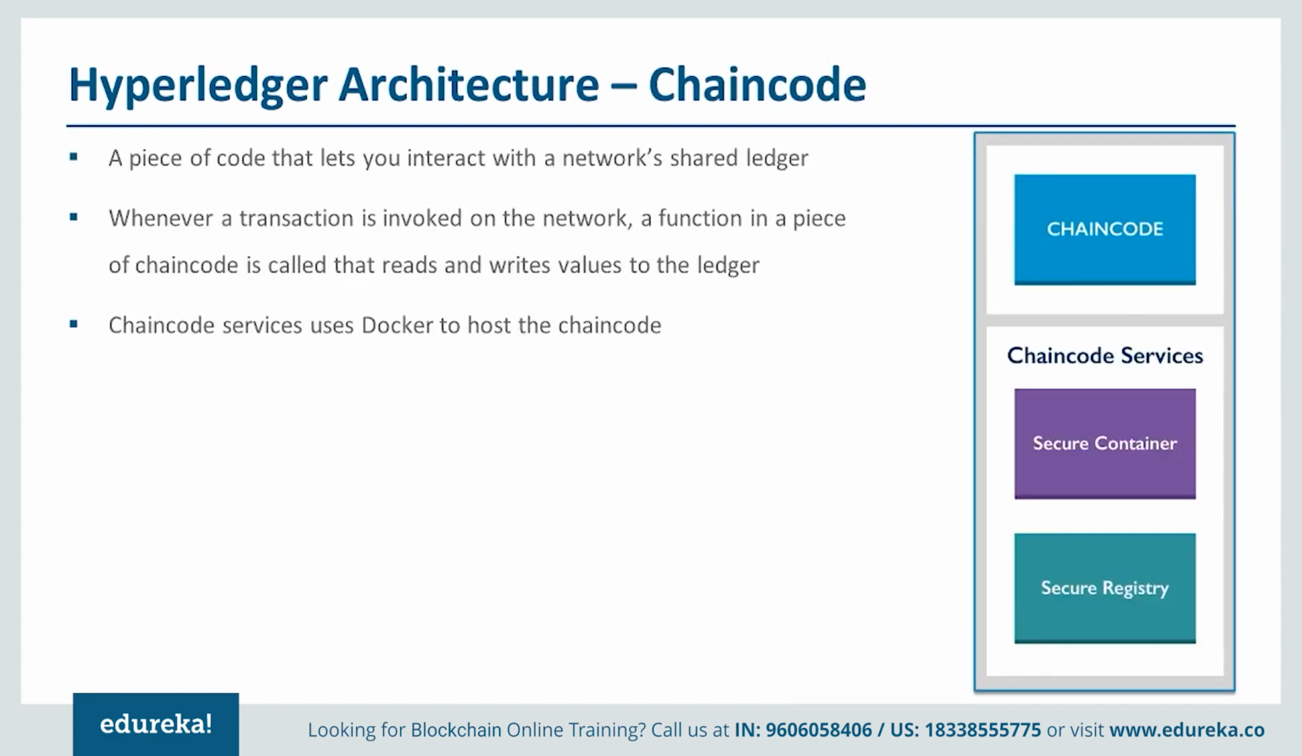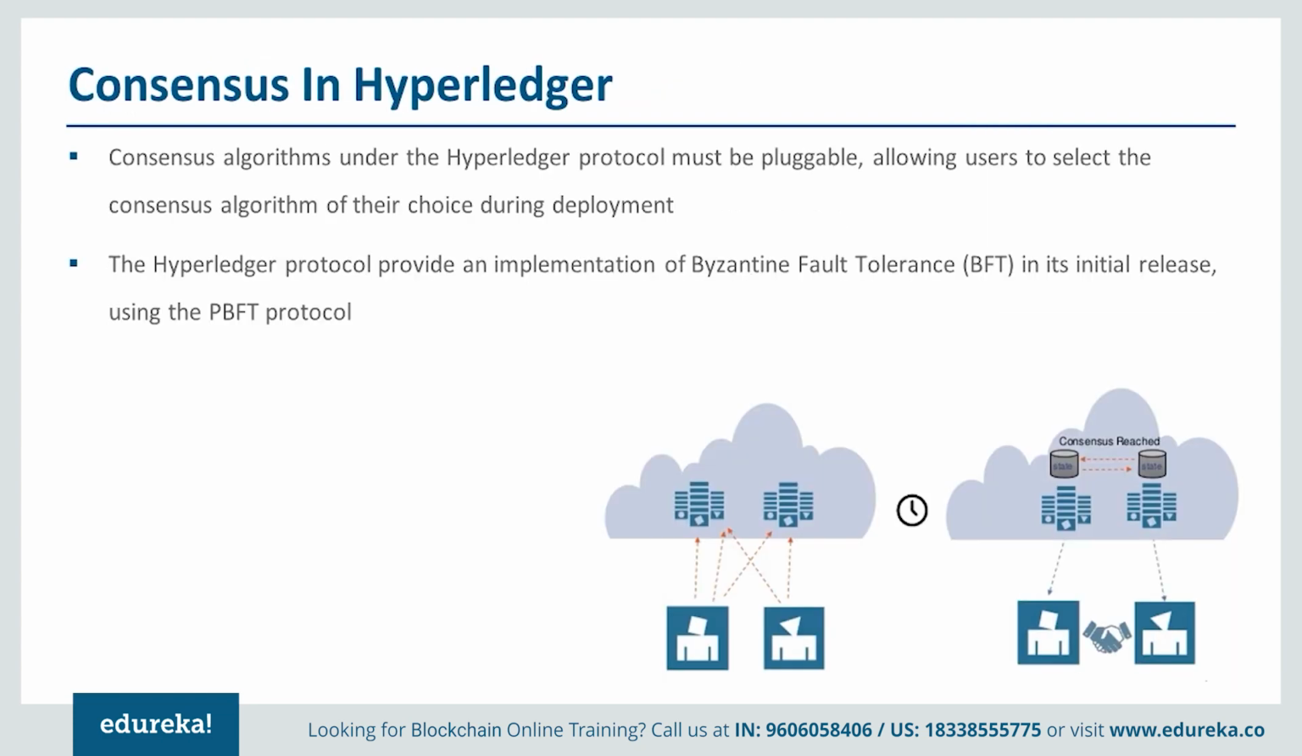Chain code, this is basically your smart contract piece of code that lets you interact with the network shared ledger. Whenever a transaction is invoked on the network, the function in the piece of chain code is called that reads and writes the value to the ledger. This is generally present only at the endorser nodes and not at all the nodes. So chain code services use Docker to host the chain code. So as I mentioned, by default, you have Byzantine fault tolerance in initial releases, but you can always plug and play.